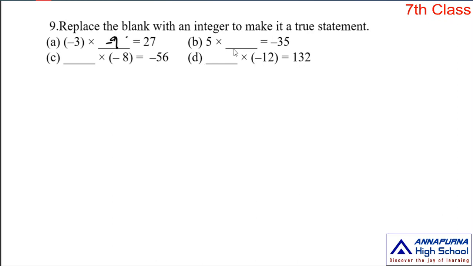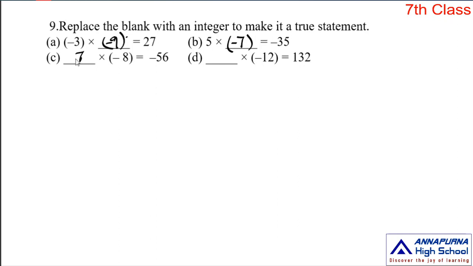In the same way, 5 into dash is equal to minus 35. So, 5 sevens are 35. Here the product is negative. Therefore, 5 into minus 7. Did you understand? So, in the same way, third one, C bit. Dash into minus 8 is equal to 56. So, just recall the table. 8 ones are 8, like that. 8 sevens are how much? 56. This is 7.